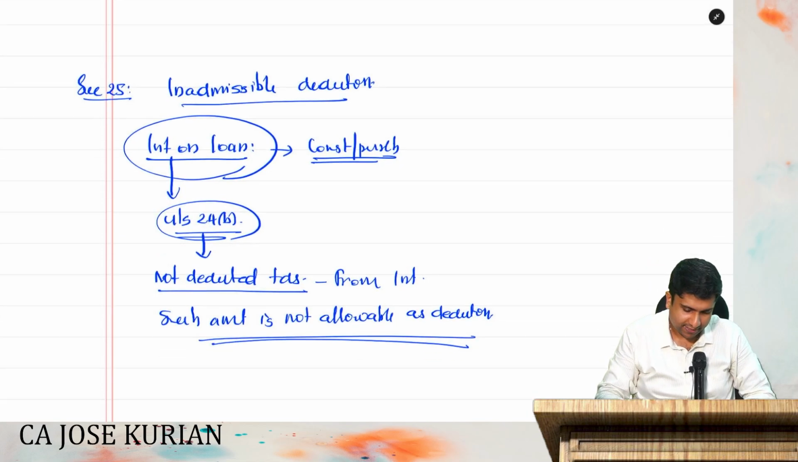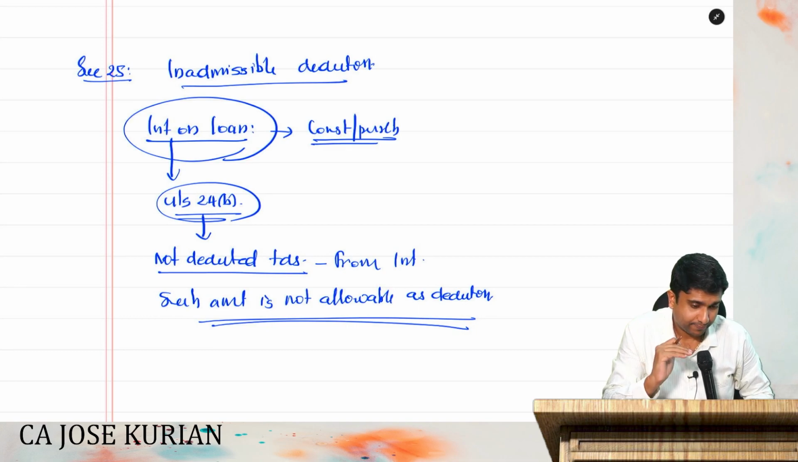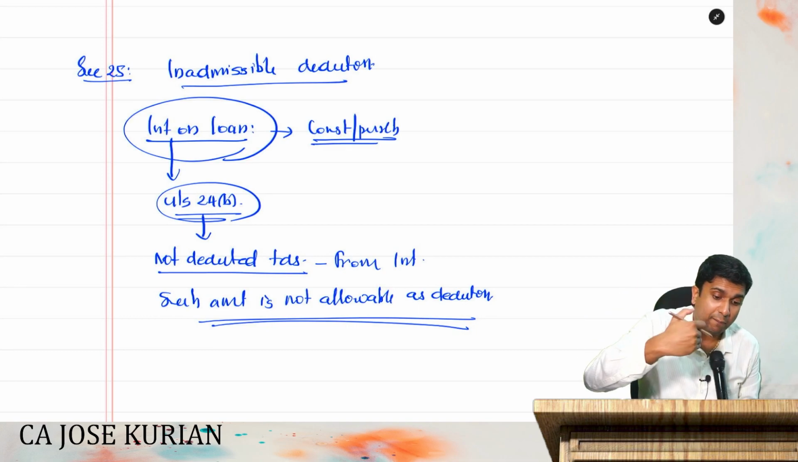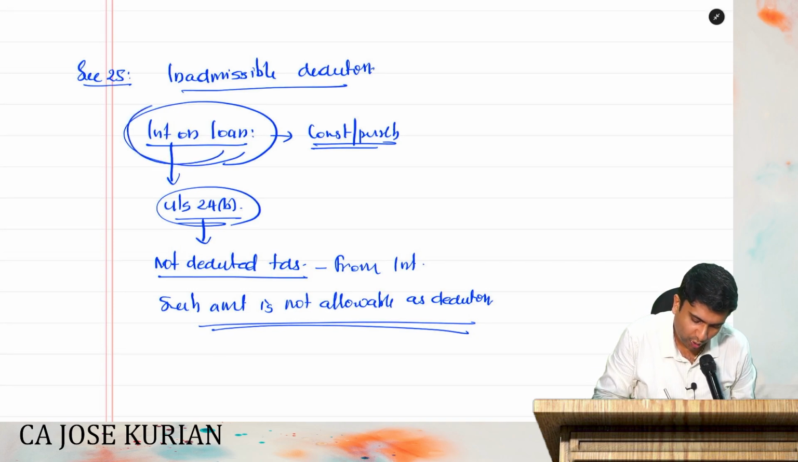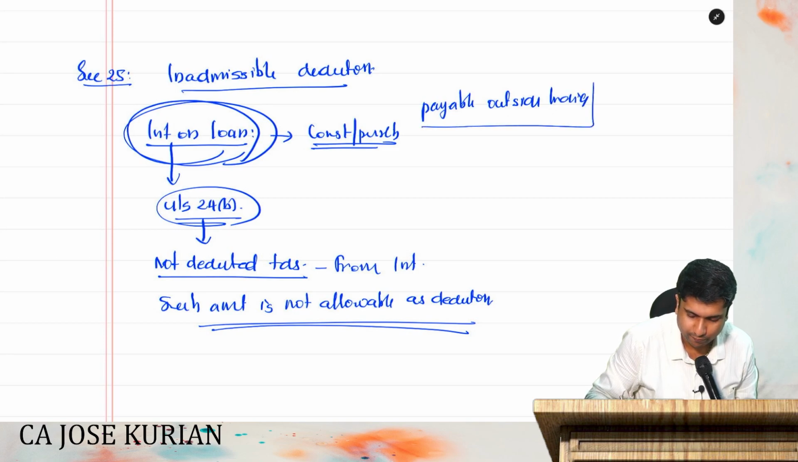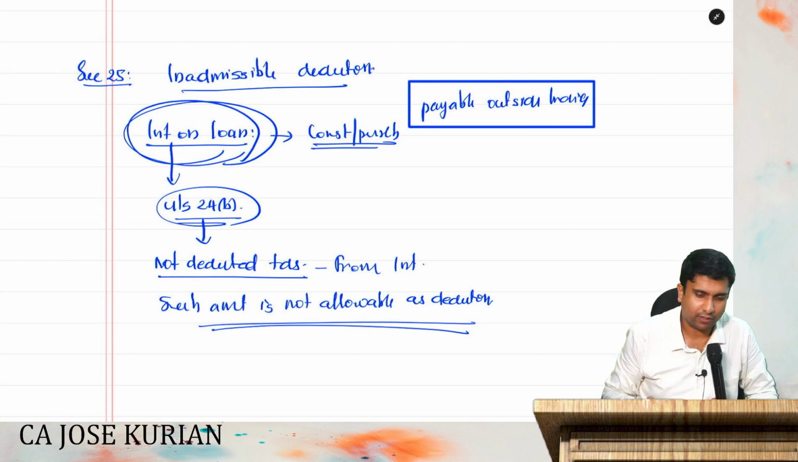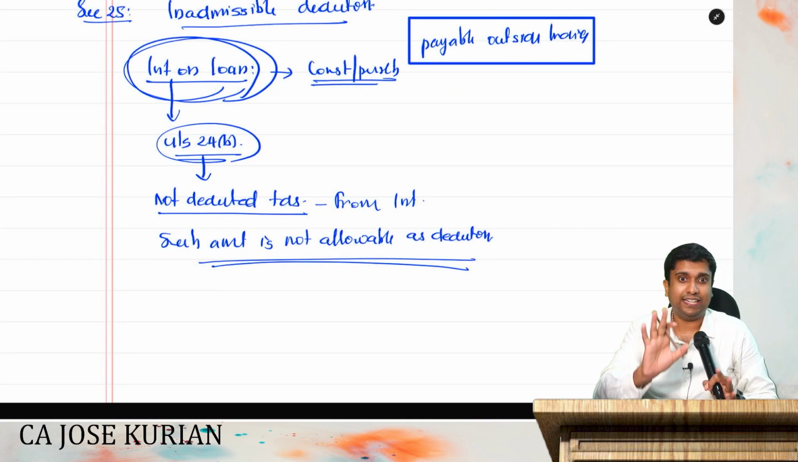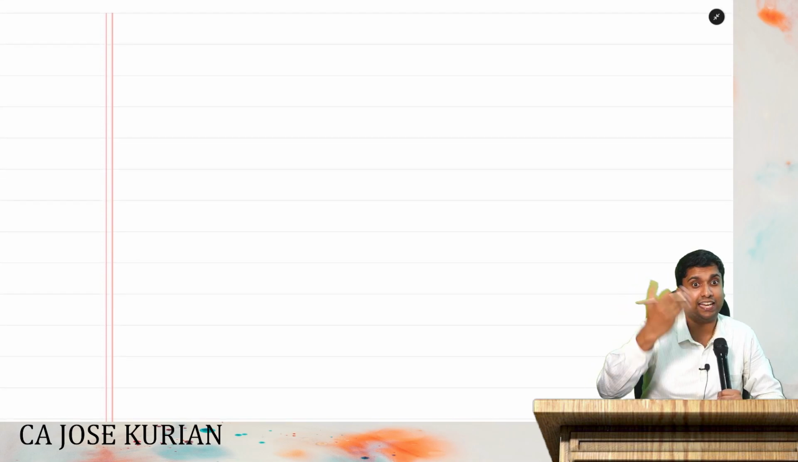So what the department says is, interest chargeable under this particular head, if it is payable outside India. One point I forgot to tell you, interest on loan which is payable outside India. What do you mean by payable outside India? So I'll give you an example for better clarity. So this much in depth they haven't asked in exam, but this is the next possibility.